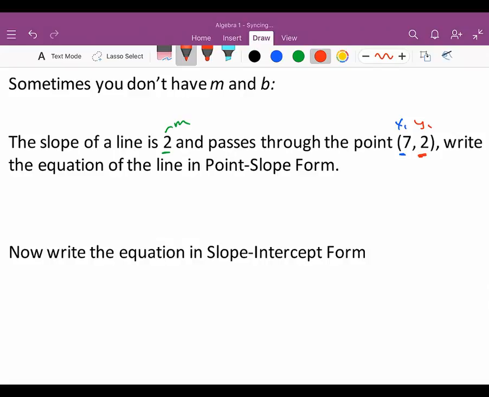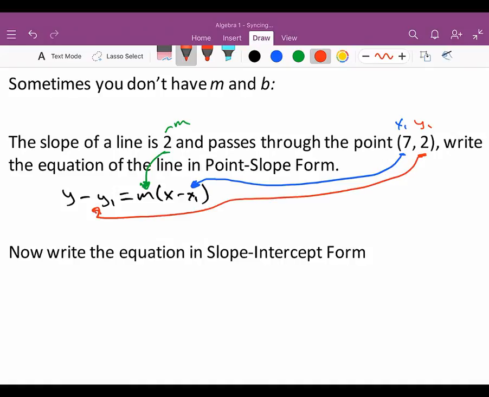Write the equation of the line in point-slope form. So here we go. Point-slope form, if you remember, is y minus y1 equals m(x minus x1). So there are three things you need. The slope 2 is going to go where the m is. The x value would just go where the x1 is. And lastly, the y value would go where the y1 is. We're just plugging it in.